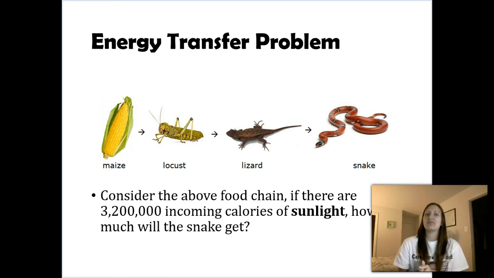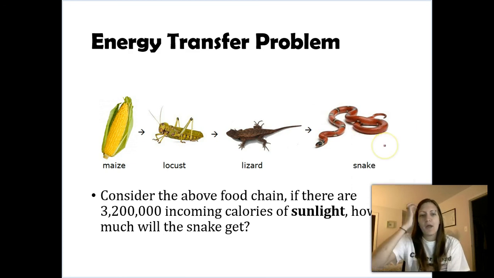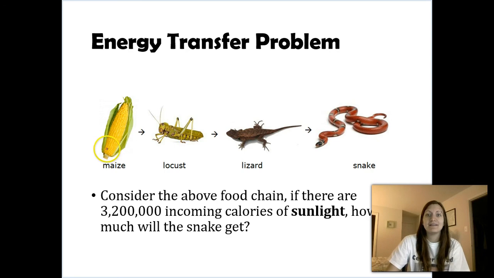Alright, welcome back. So hopefully you've worked through this problem and you got the right answer. Where most people mess up is that they give this 3 million calories to corn. But that's not what the problem said. The problem said you had 3 million calories of sunlight.